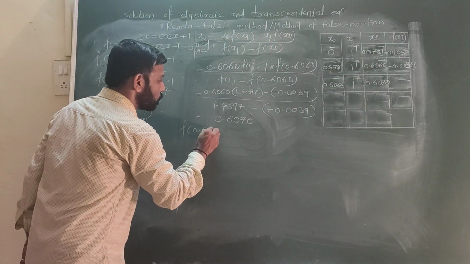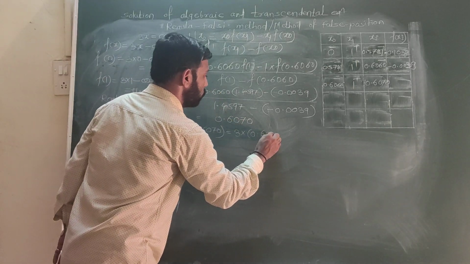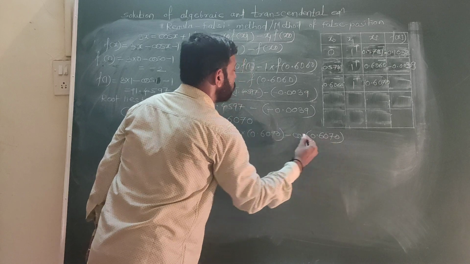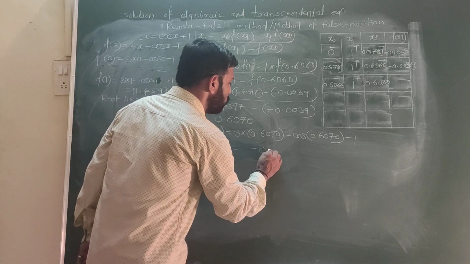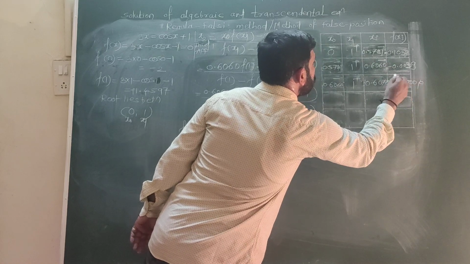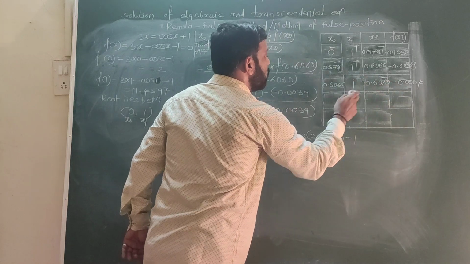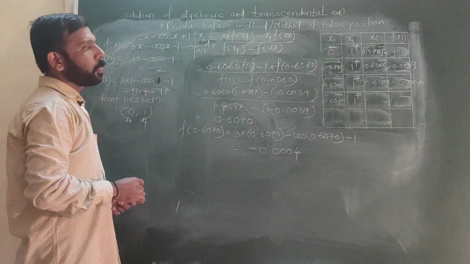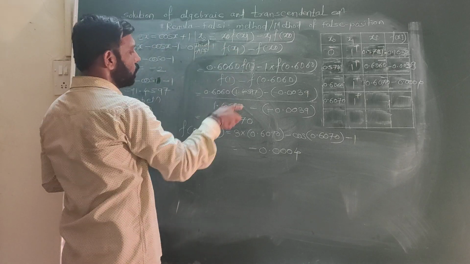Put this in the polynomial, 3 into, minus cos of, minus 1, and that calculated value is -0.0004. So this minus symbol we put here. Our next interval becomes minus and plus. So this becomes our new x0 and x1 value for the fourth approximation.